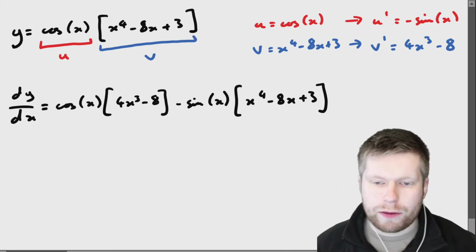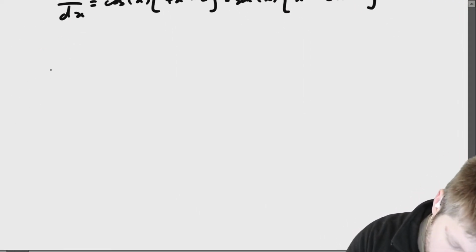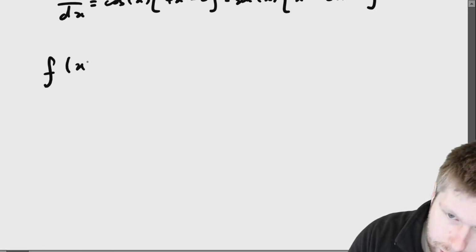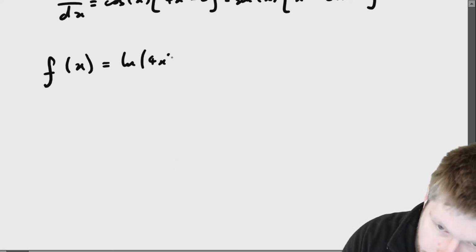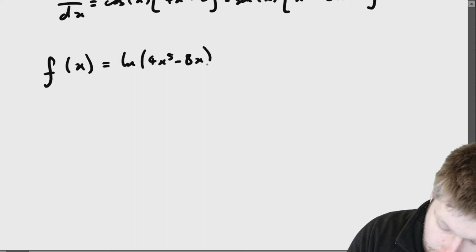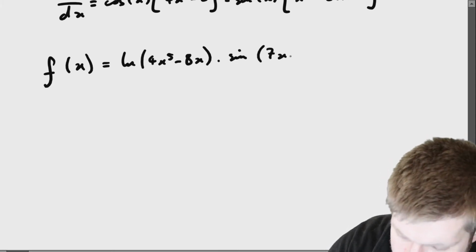To be honest with you, I'm fine if you wanted to leave it like that. All right, fine. Let's move on to a slightly trickier example then, involving the chain rule as well. So let's try f of x is equal to the natural log of 4x to the power of 5 minus 8x, all multiplied by the sine of 7x minus 5.